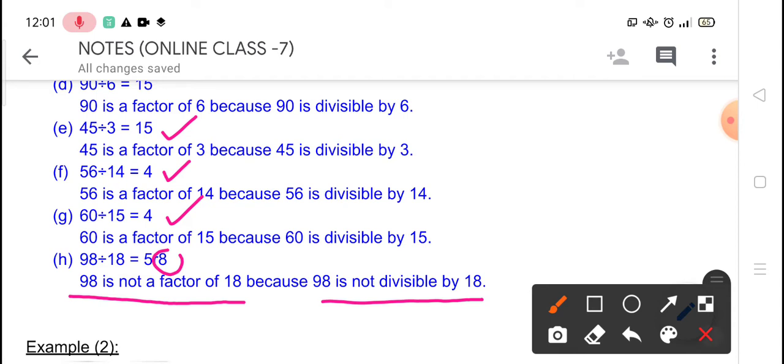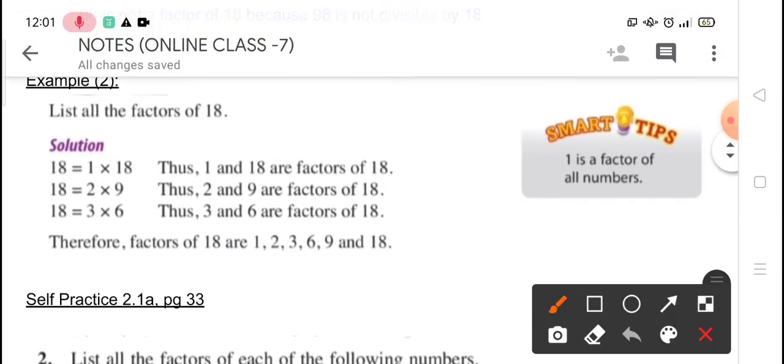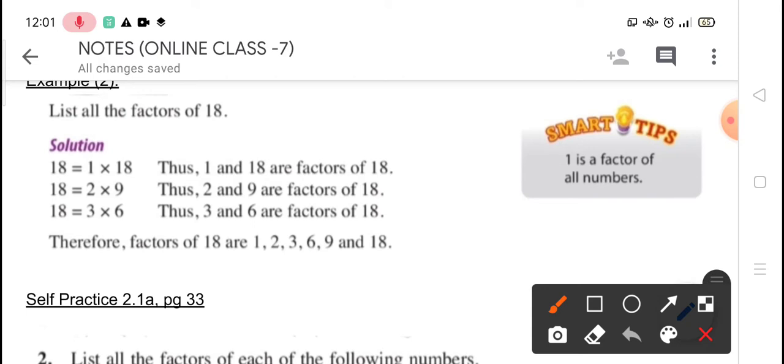Okay, next we have a look at example 2. Example 2, list all the factors of 18. The keyword here is list. List means you have to write out all of them. Class, just now when you got the keyword determine, we do division.